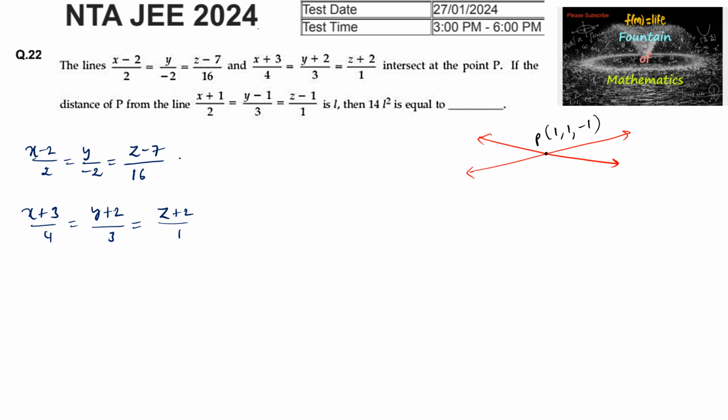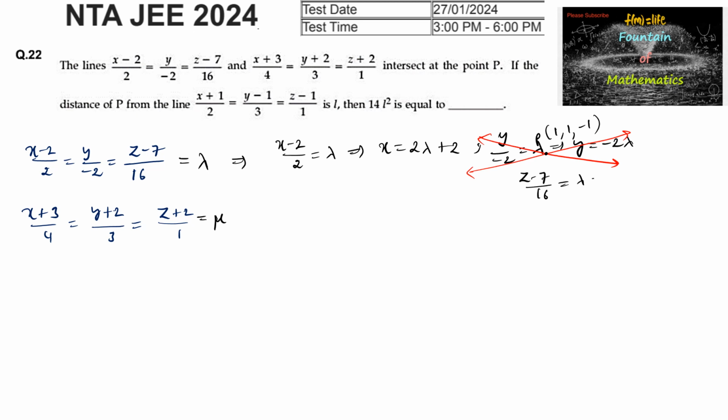So let us consider the first ratio is equal to lambda in the first line, and in the second case is equal to mu, so that x minus 2 upon 2 is equal to lambda, which implies x is equal to 2 lambda plus 2, and similarly y upon minus 2 is equal to lambda, which implies y is equal to minus 2 lambda, and z minus 7 upon 16 is equal to lambda, which implies z is equal to 16 lambda plus 7.